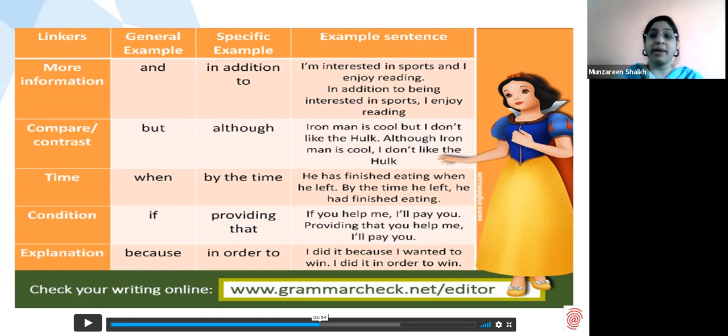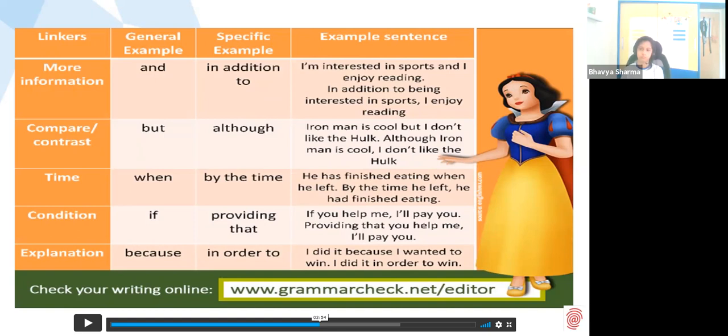Although Iron Man is cool, I don't like the Hulk. Again, you're comparing the same two things, same objects. You're comparing Iron Man with the Hulk. But instead of "but", which linker are you using? Although. Clear, everyone? Now let's see with time.